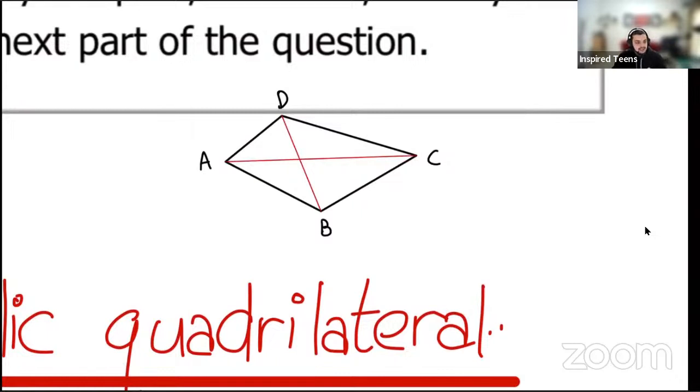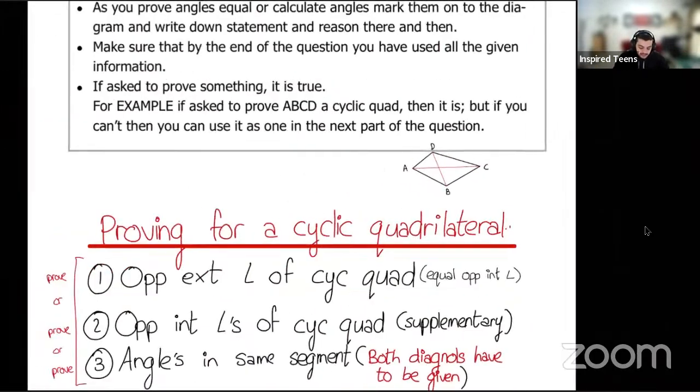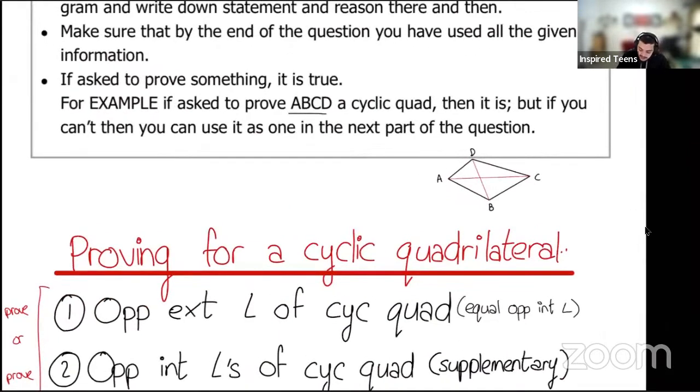Okay, now this is a quadrilateral, right? We cannot assume that this is a cyclic quadrilateral because it's not found within a circle. Okay, it's not found within a circle. So for now, just looking at this, this is not a cyclic quadrilateral as of yet. But then they say prove that ABCD is a cyclic quadrilateral.